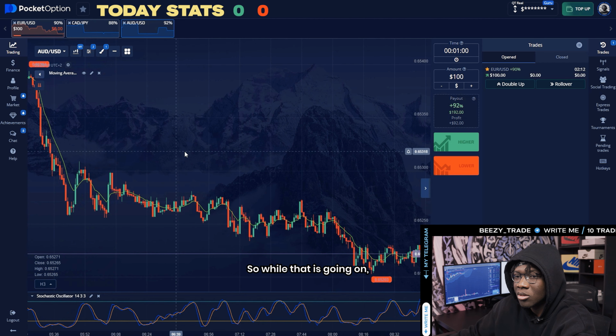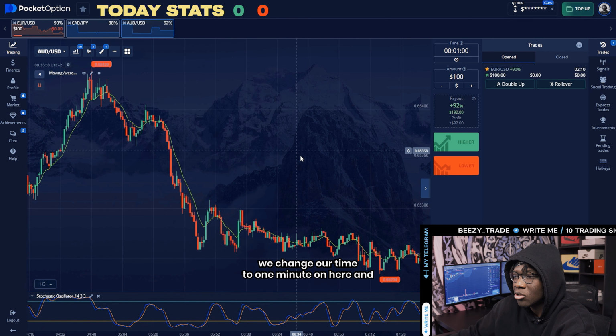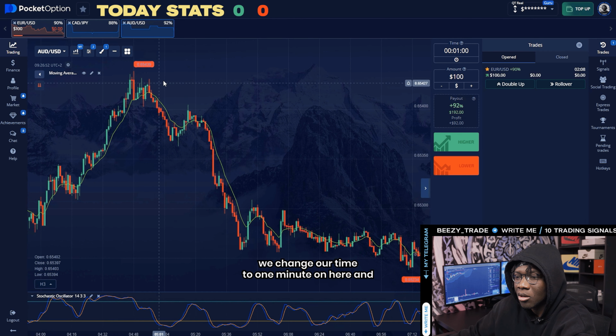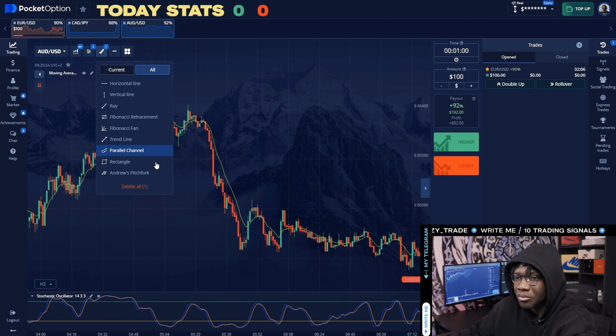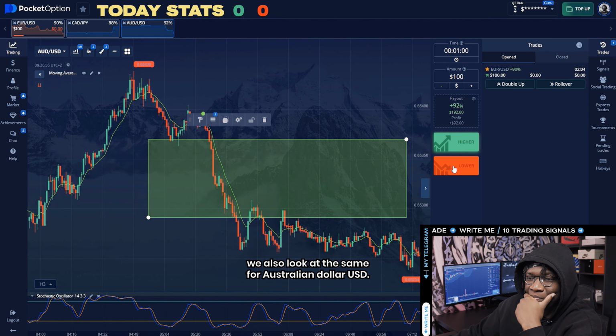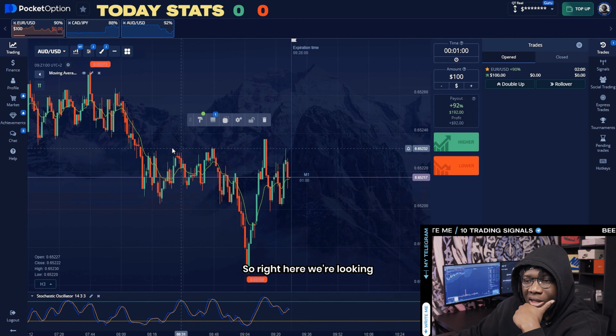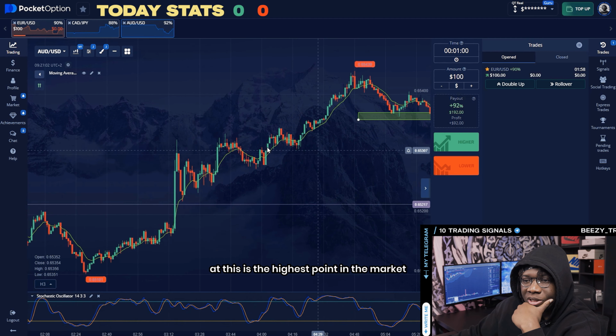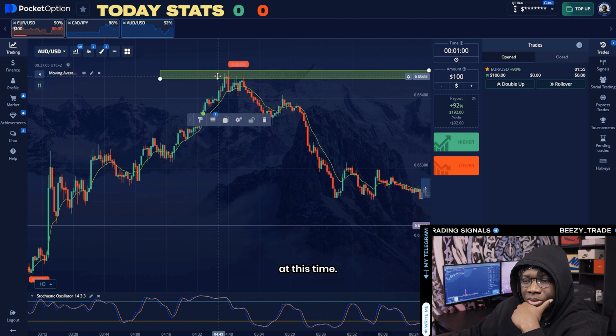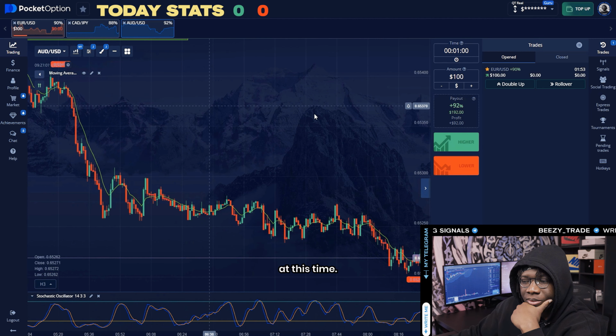So while that is going on, we'll change our time to 1 minute on here. We also look at the same for Australian dollar USD. So right here, we're looking at this, probably the highest point in the market at this time.